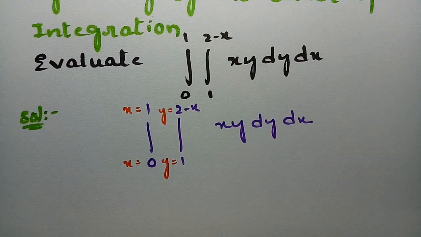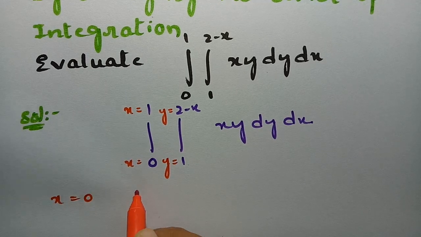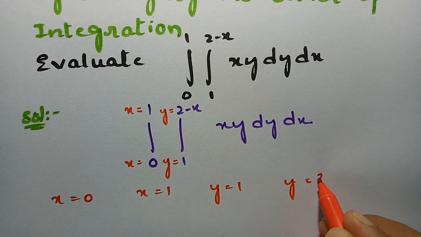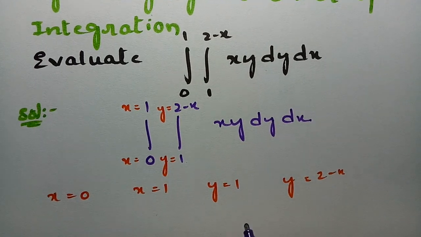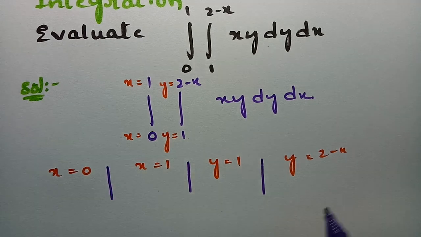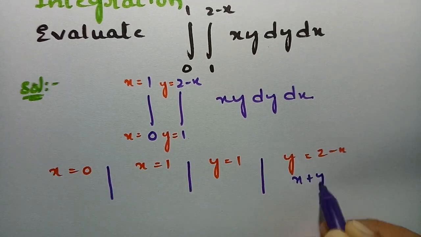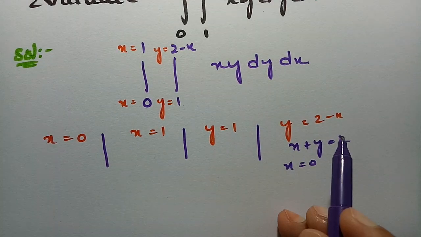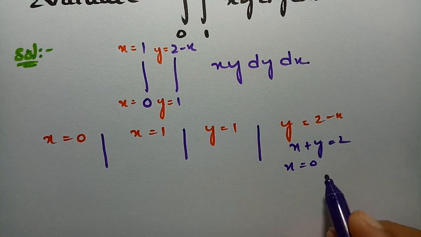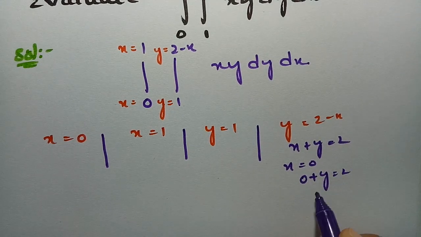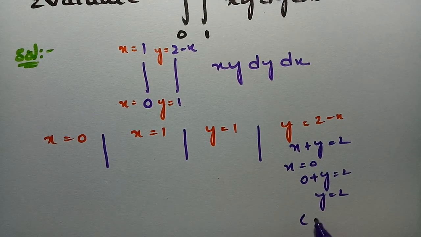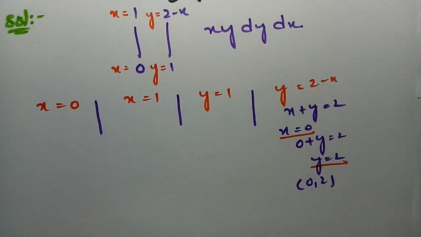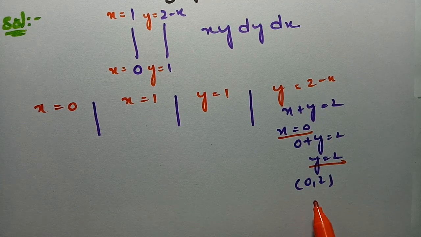So now what is given here? It is very clearly given that x is equal to 0 and x is equal to 1, y is equal to 1 and y is equal to 2 minus x. This can be written as x plus y is equal to 2. If I keep x is equal to 0, then 0 plus y is equal to 2, so y is equal to 2. So the point of intersection is 0, 2.